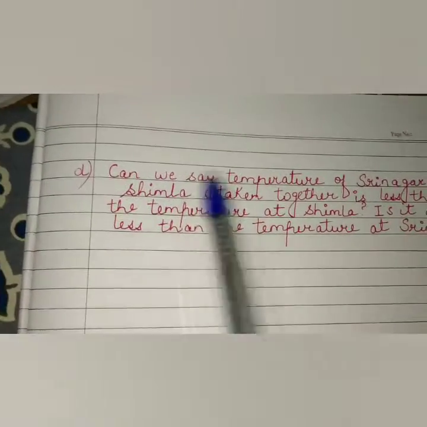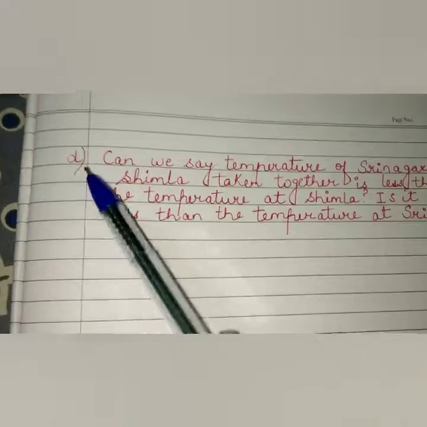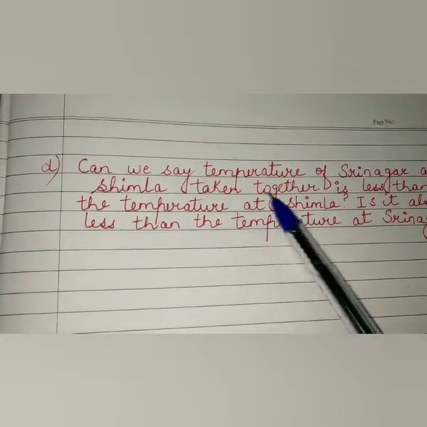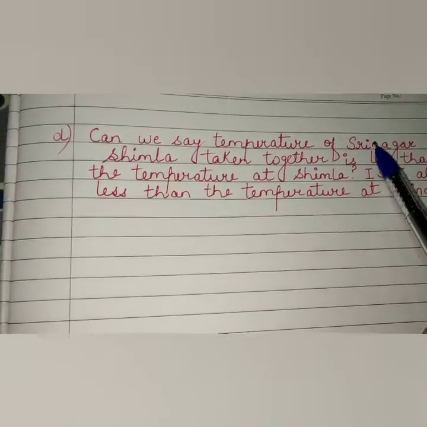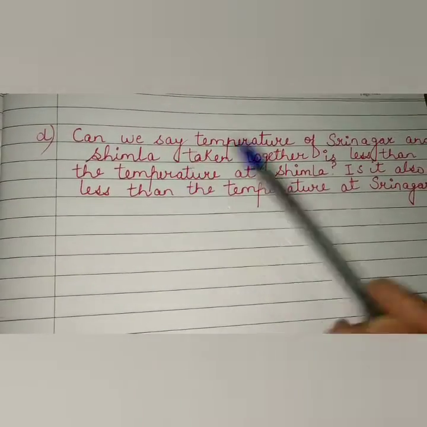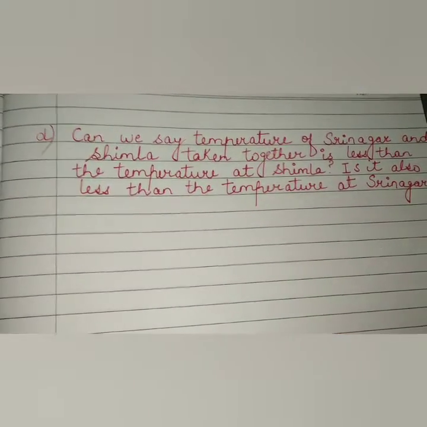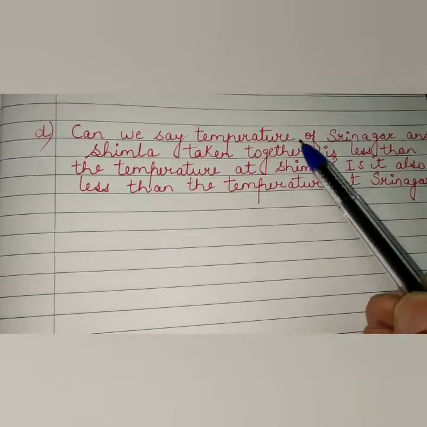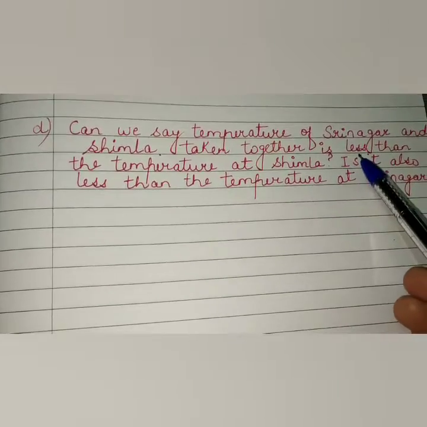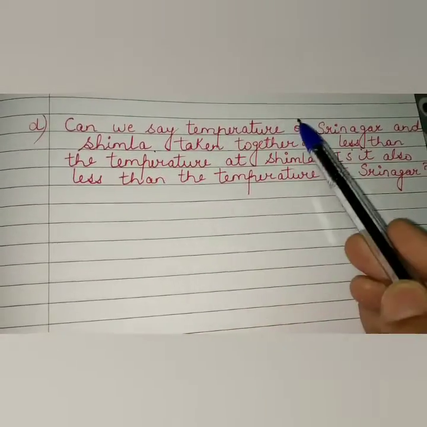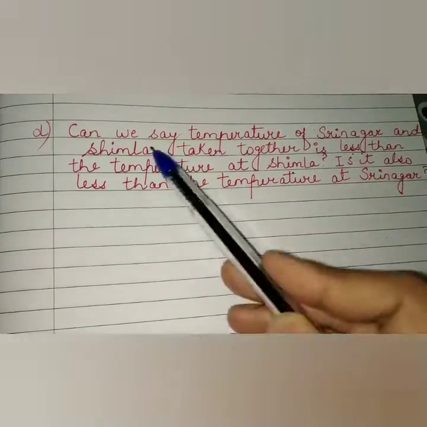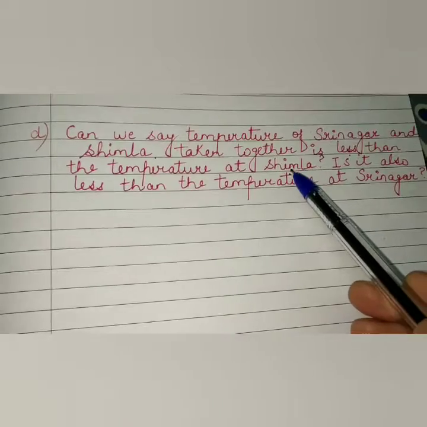Okay, student, now the question, first D part. The question is saying, can we say the temperature of Srinagar and Shimla taken together? It means we will add the temperature of Srinagar and Shimla. After taking the temperature of these two places, we'll get one answer. So can we say, the question is saying, the temperature of Srinagar and Shimla taken together, we'll add it, is less than the temperature of Shimla. It means when we add these two, the temperature is less than the temperature of Shimla.